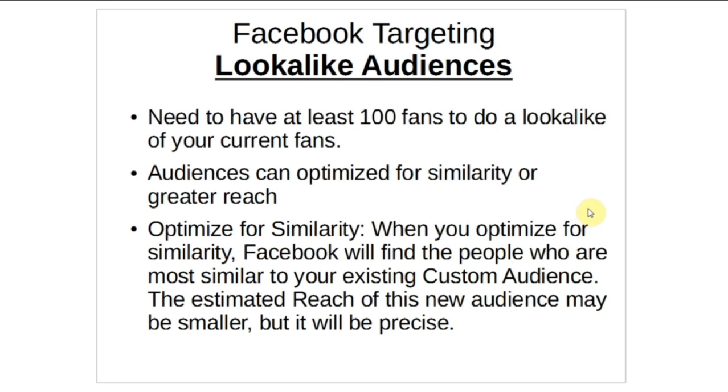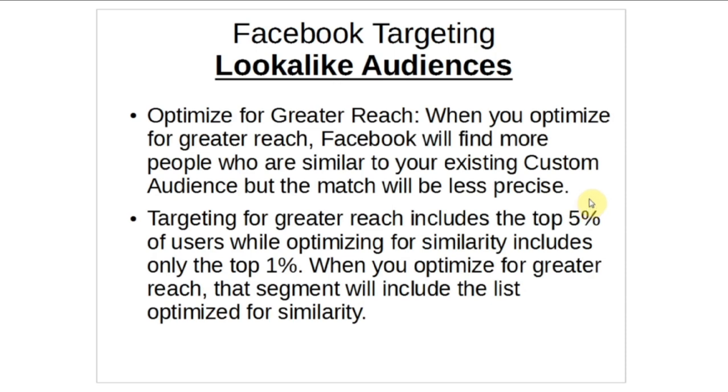Audiences can be optimised for similarity or for greater reach. If you optimise for similarity, then Facebook will find the people who are most similar to your existing custom audience. The estimated reach of this new audience may be smaller, but it will be a lot more precise. If you optimise for greater reach, however, Facebook will find people who are similar to your existing custom audience, but the match will be less precise. Targeting for greater reach will include the top 5% of users, while optimising for similarity includes only the top 1%. Therefore, when you optimise for greater reach, that segment will include the list optimised for similarity.